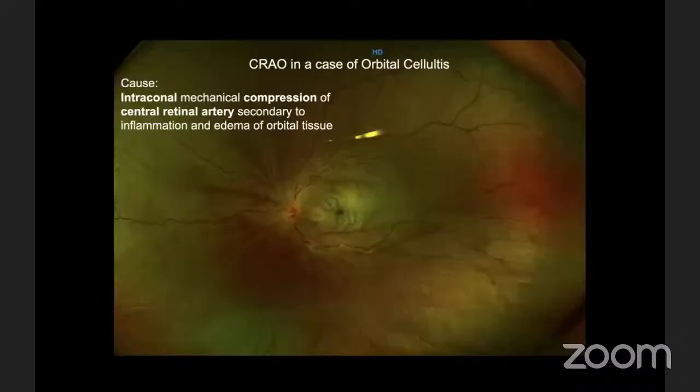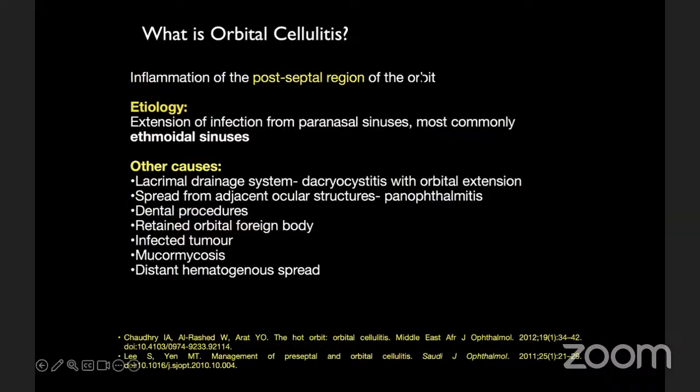So this is a case of a CRAO, that is central retinal artery occlusion, which is occurring in a case of orbital cellulitis. And here, the main cause was the intraorbital mechanical compression of the central retinal artery, and that occurred secondary to inflammation as well as the edema of the orbital tissue. So it can happen is what is important.